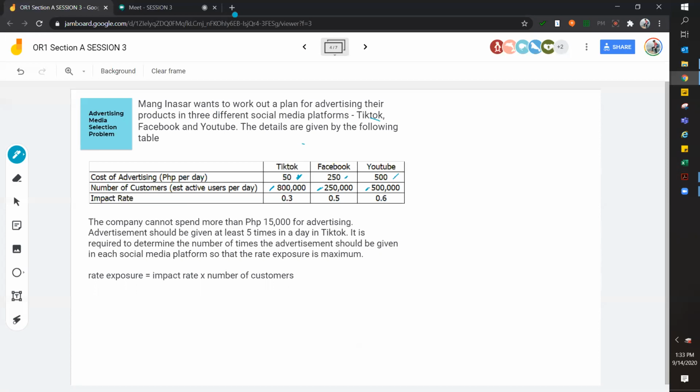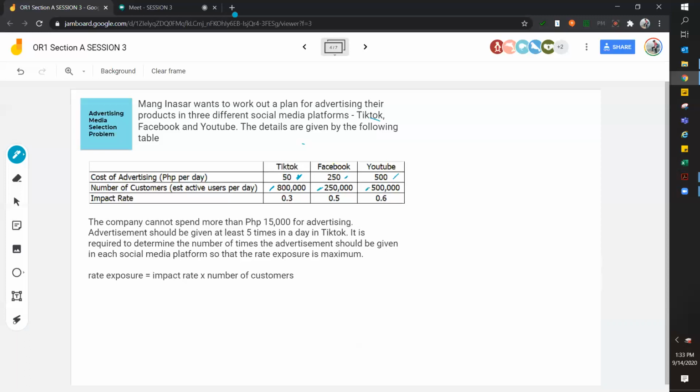Itong impact rate naman ay under study based on several researches na in-undergo na effective daw. Ayan, yung TikTok, about, let's say, 30%. Or yung advertisement ay mas nakikilala or yung product na yun if being advertised sa TikTok by 30%. While this one, 50% naman po sa Facebook and then 60% sa YouTube.